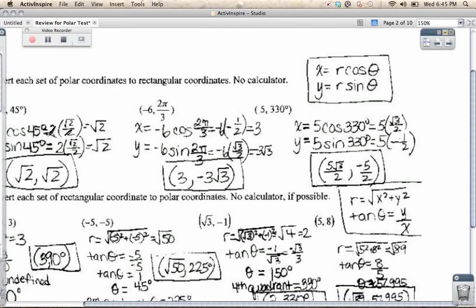For the last one, again, my r value in this case is 5. My theta value is 330 degrees. 330 is in the fourth quadrant, so therefore cosine is positive and sine is negative. So when I evaluate cosine of 330, I get root 3 over 2. And when I evaluate sine of 330, I get negative 1/2. So then simplifying both of those expressions gives me 5 root 3 over 2, comma negative 5 over 2.